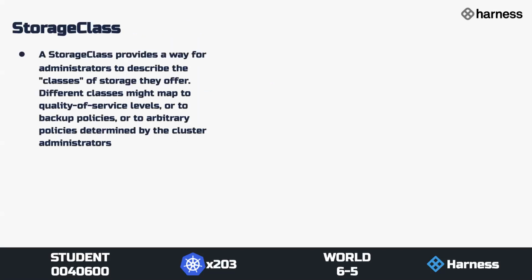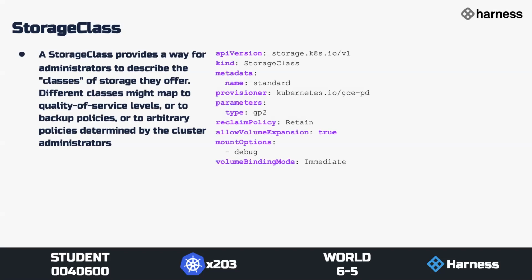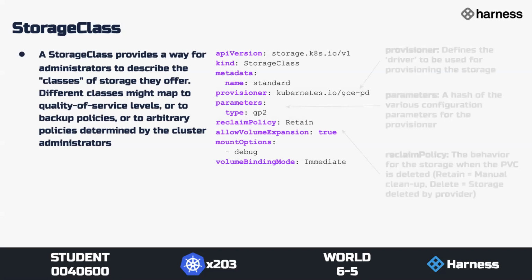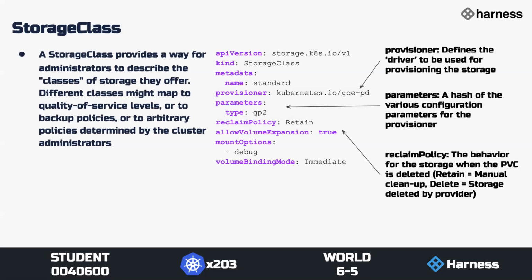Then you have a storage class. So this is, again, at the Kubernetes administrator level. It describes the classes of the storage that Kubernetes will offer. And so you can have different storage classes that are available to you. So you've got the provisioner or the driver for provisioning the storage. You have certain parameters for configuration, and you have your reclaim policy.